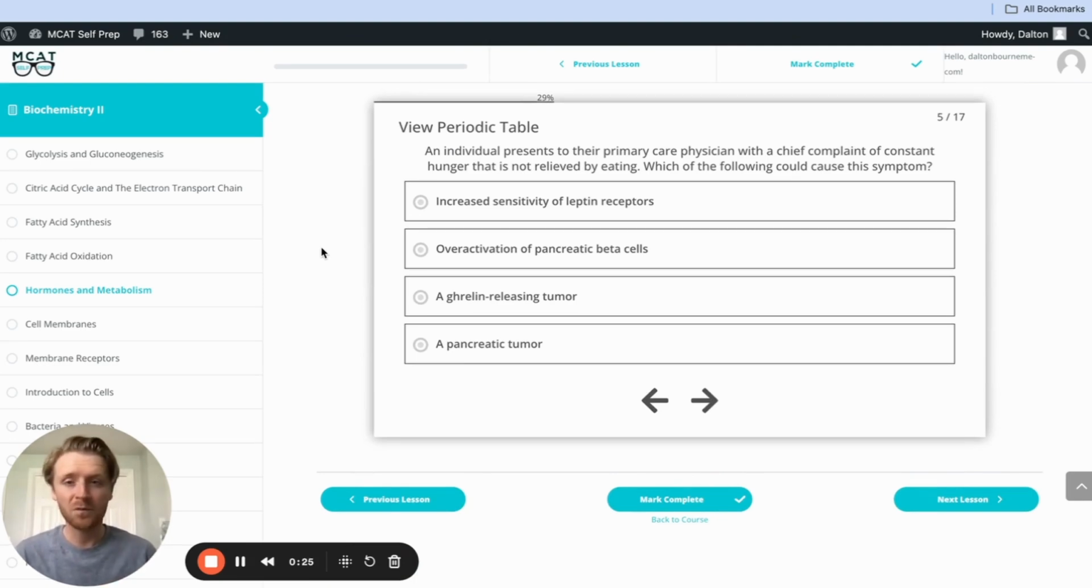Today's practice problem comes from the end of lesson mastery quiz in lesson 5 of the Biochemistry 2 module. Be sure to hit pause and try this question on your own before watching my explanation.